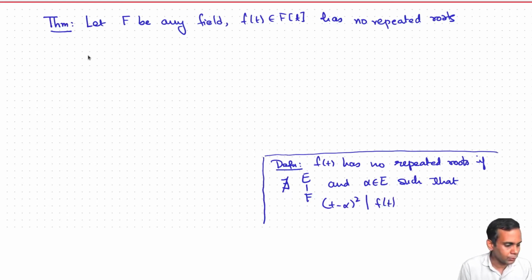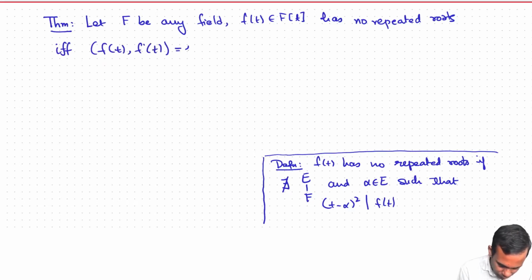So we want to decide whether or not a polynomial has repeated roots. And the answer is actually very simple. If and only if the GCD of f(t) and f prime(t) is equal to 1. So this is f, maybe I should write it as df(t), I mean the derivative of f.